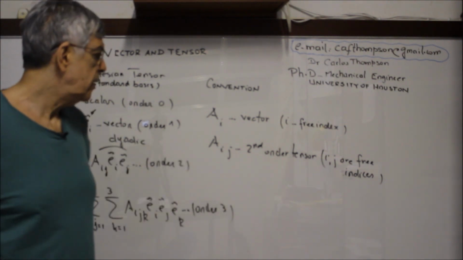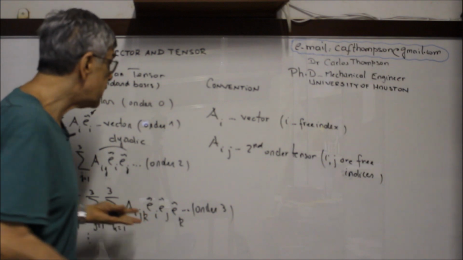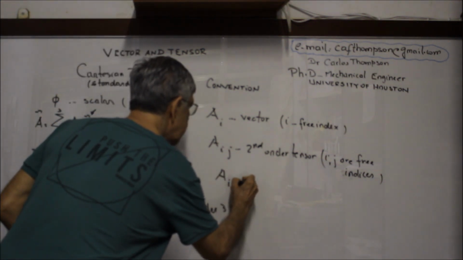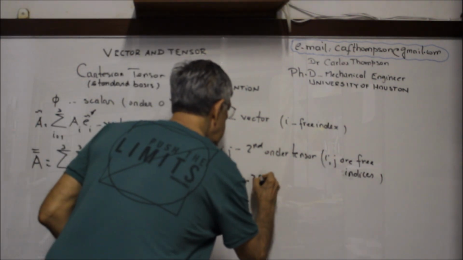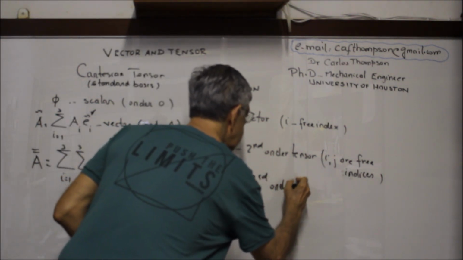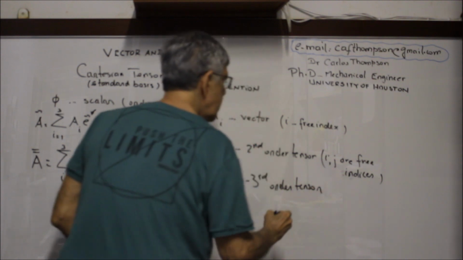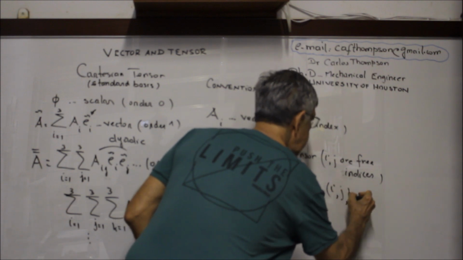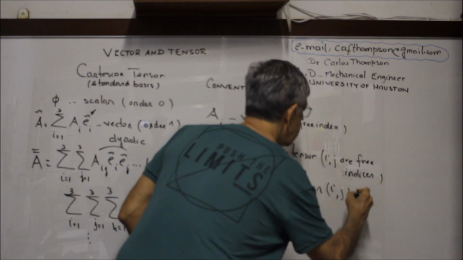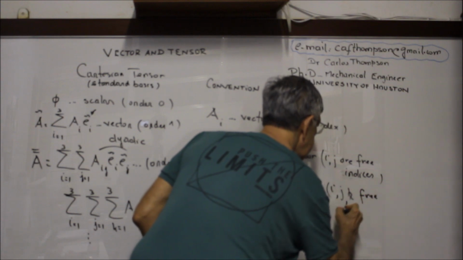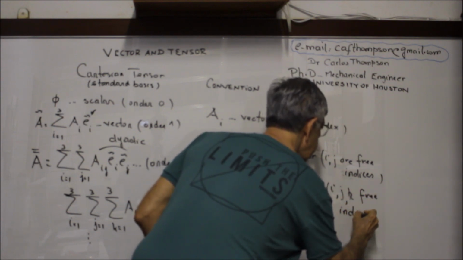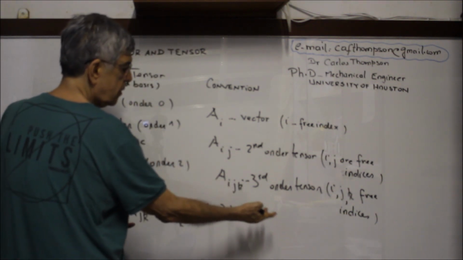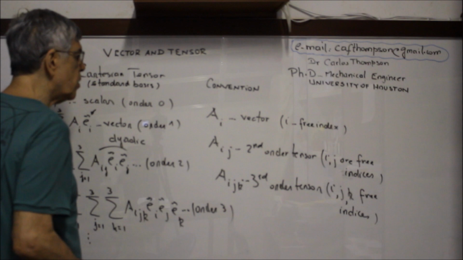So here, extrapolating this idea, A_ijk is a third order tensor. You have three free indices. If you have i, j, k, l, you have a fourth order tensor and so on.